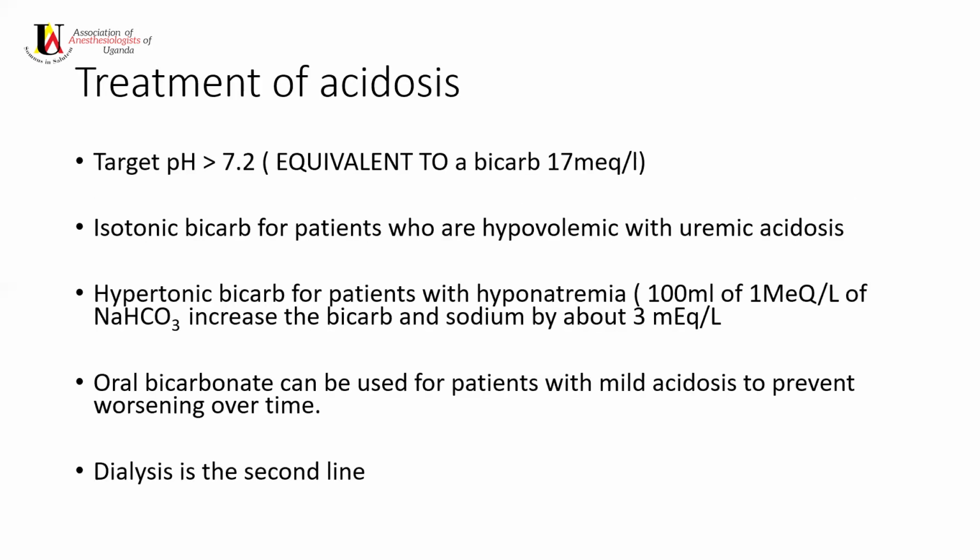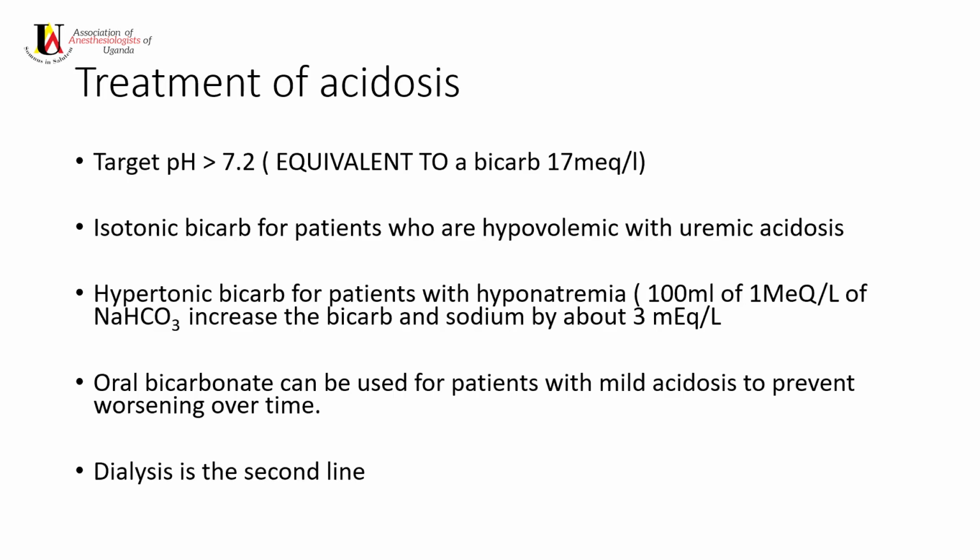One of the other biochemical complications expected in patients with acute kidney injury is metabolic acidosis. They present mostly with uremic acidosis. So when you're managing these patients, you want to target a pH of about 7.2, which is approximately equivalent to a bicarb of about 17 milliequivalents per liter. Patients who present really hypovolemic, we do want to resuscitate with isotonic bicarb.